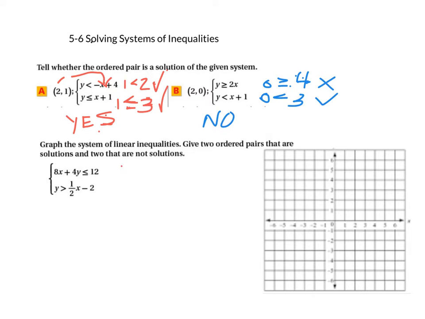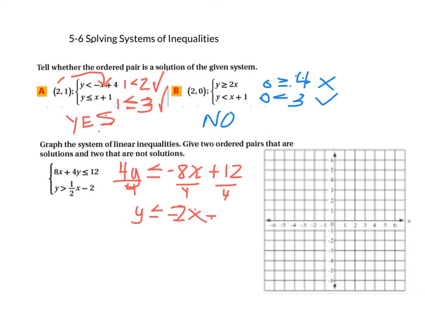So normally I would subtract 8x from both sides first, so I'm going to do that, and I end up with 4y is less than or equal to, since I moved the 8x to the other side, it became negative 8x, and then there was a plus 12. And then I divide everything by 4, and I get y is less than or equal to negative 2x plus 3. So now I have my two isolated inequalities that I'm going to graph.